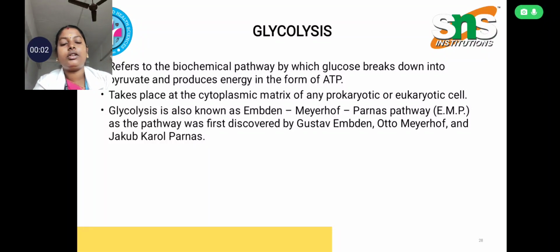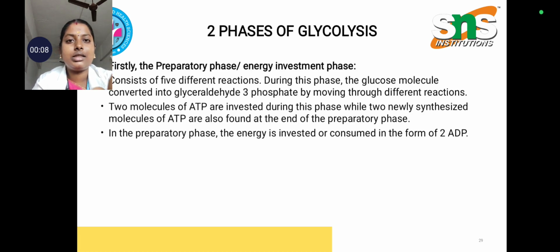So in continuation with glycolysis, we have seen who discovered it and what the process is. This glycolysis process has two phases in its structure. Firstly, the preparatory phase or energy investment phase, where energy has to be invested first and then generated. It consists of 5 different reactions, and during this phase the glucose molecule is converted into glyceraldehyde 3-phosphate through a series of chemical reactions.